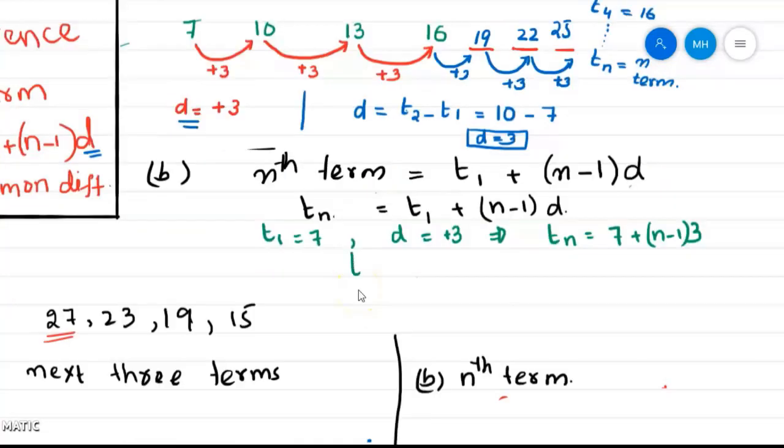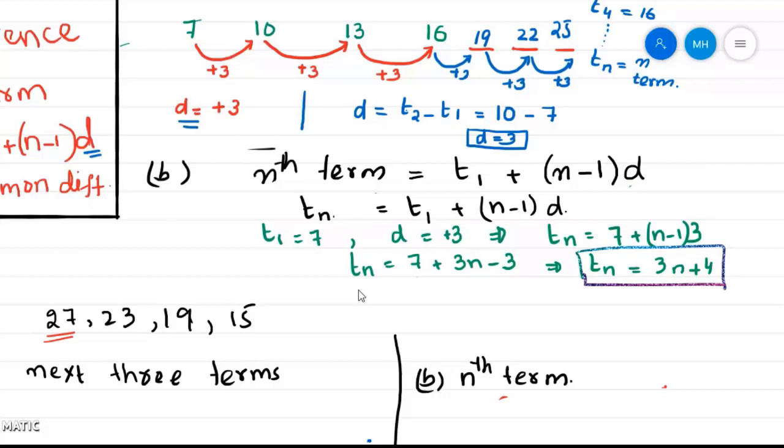Yes, you can write this formula as 7 plus, when you multiply 3 with this bracket values, you will get 3n minus 3. So it will give you Tn as 3n plus 4. So here you have the value for nth term. Let's do one more example.